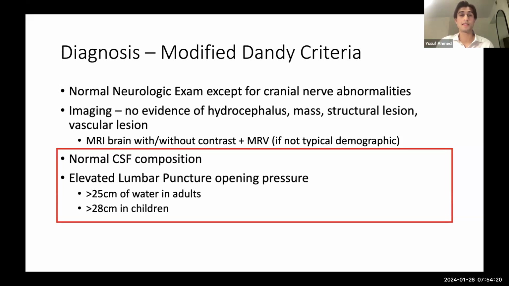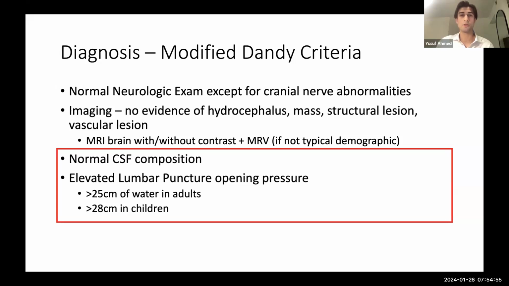And we know that for the diagnosis, the modified Dandy criteria is one of the academic gold standards here. I'll just briefly be going over this. The modified Dandy criteria outlines the necessity for a normal neurologic exam, except for cranial nerve abnormalities, which can be seen in severe papilledema. Typically, imaging with MRI and MRV with contrast is done, and it must not show any evidence of a secondary cause of raised intracranial pressure or disc edema, like leptomeningeal enhancement or demyelinating disease.